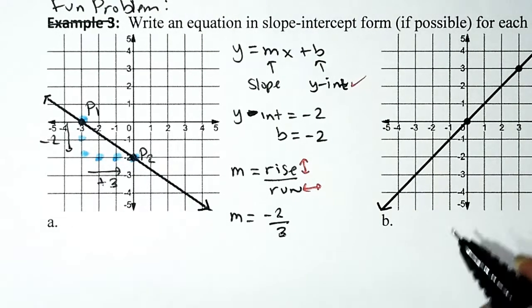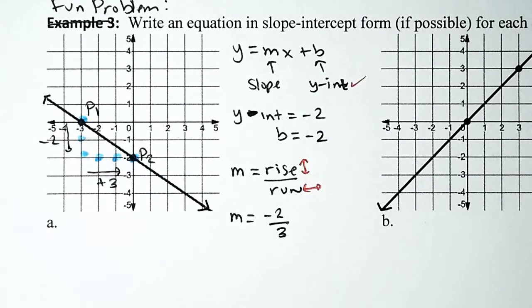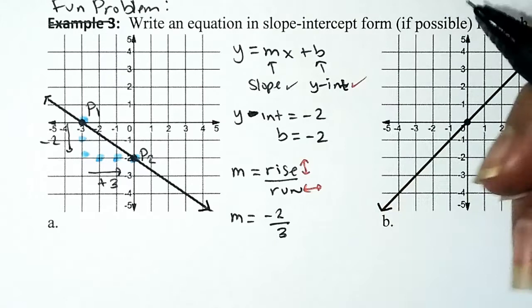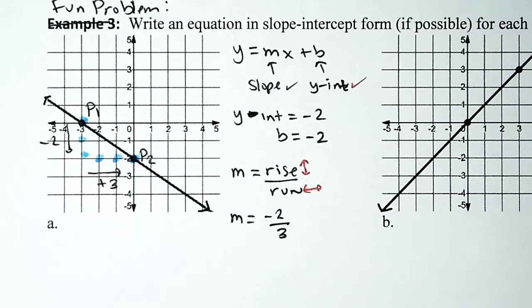Okay, so the moral of the story is that the slope of this line is negative 2/3. We needed to find the slope. Done. We needed to find the y-intercept. We got this. Let's go ahead and earn our full credit.